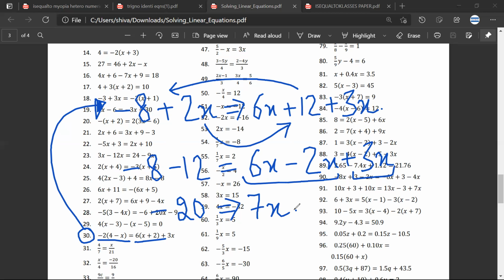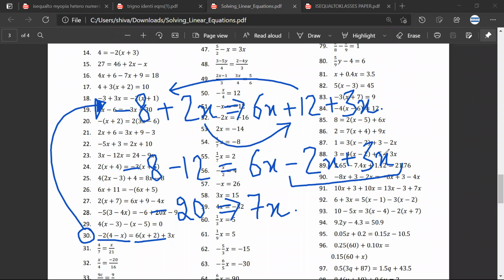Mr. Sarthak, any doubt? But according to BODMAS, 6x minus 2x will come later. Why, sir? Minus 2x plus 3 will be before. No, what do you want to do first? So minus 2x plus 3x. You want to do these two, minus 2x plus 3x?